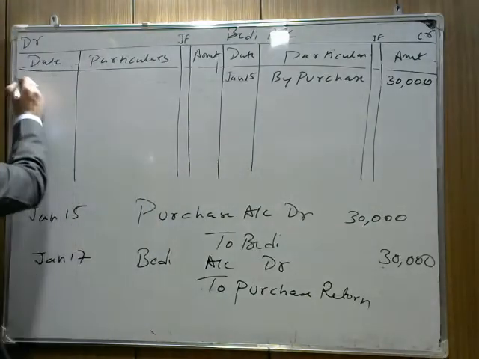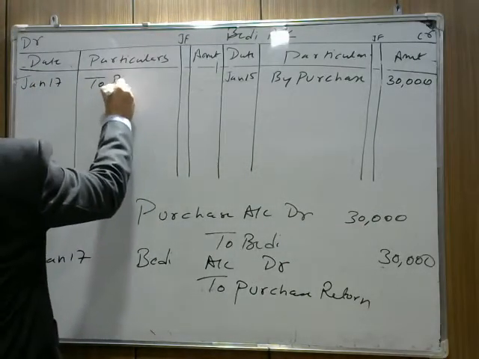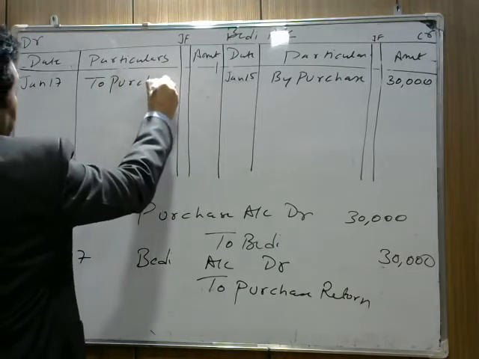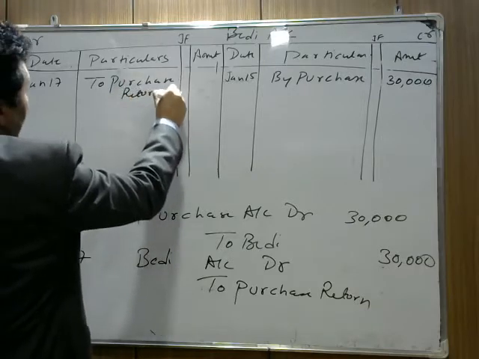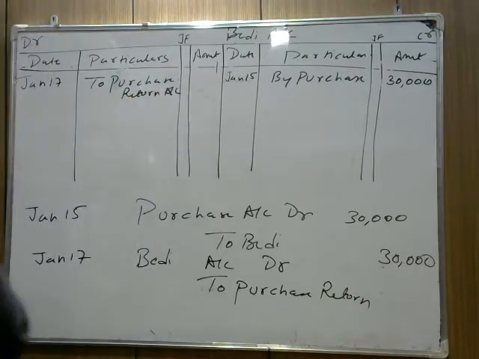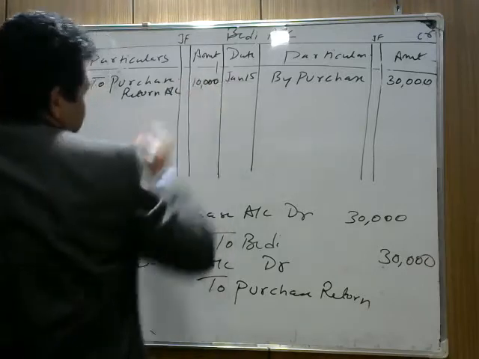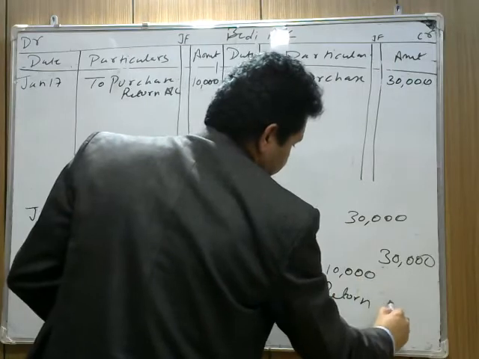Now why? It's on Jan 17. We write "to purchase return account", and the amount will be debited here. हमने कितने goods return किए थे Bedi को? It's mentioned here 10,000. तो we write 10,000. हमने Bedi को जो goods return किए थे, the amount is rupees 10,000.